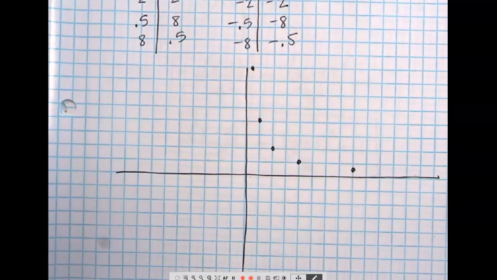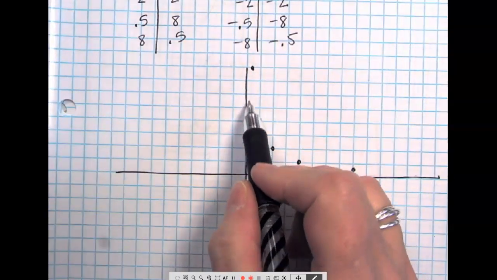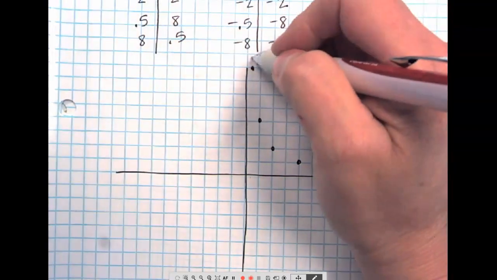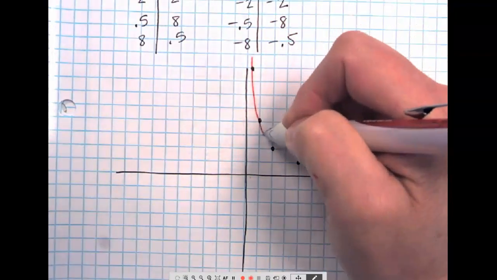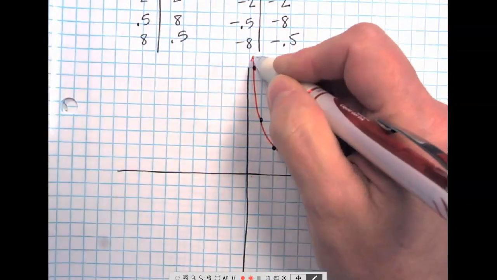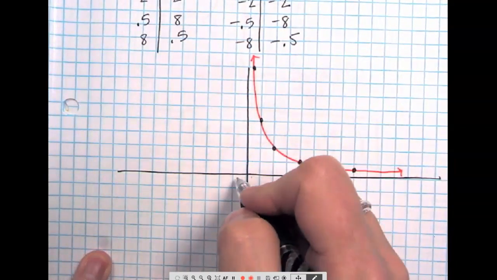Those are just the positive ones right there. If I connect those, what will that look like? Kind of like a parabola, doesn't it? But so do the others, but it's sort of oriented crooked. Okay, then I'm going to plot the others, the negative ones.